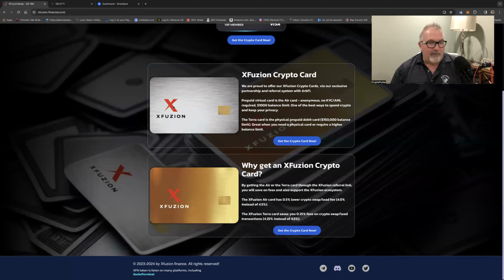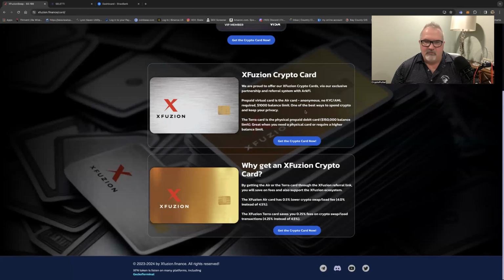It's attached to an offshore bank. And you can tell right here, prepaid virtual cards is an air card, anonymous. There's no KYC required, $1,000 balance and limit. One of the best ways to spend crypto and keep your privacy. Also, it reduces fees tremendously.